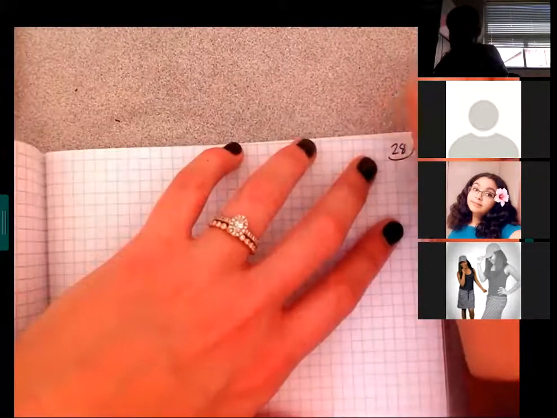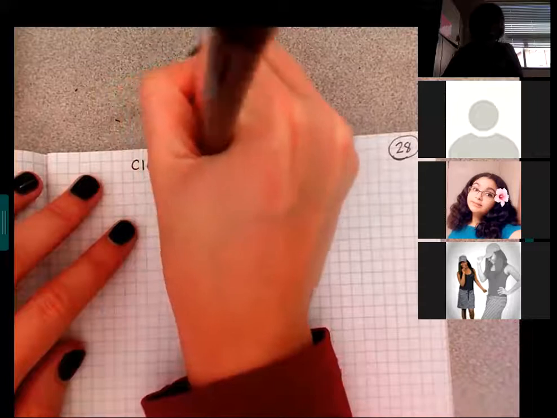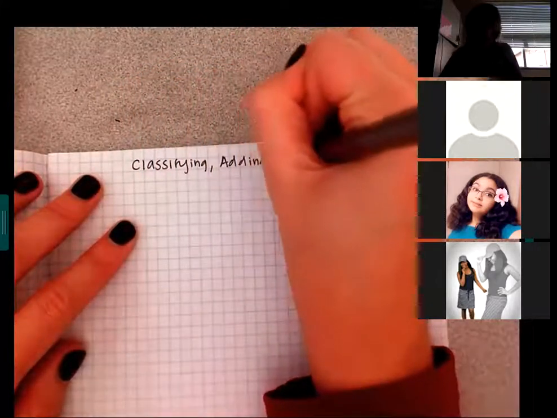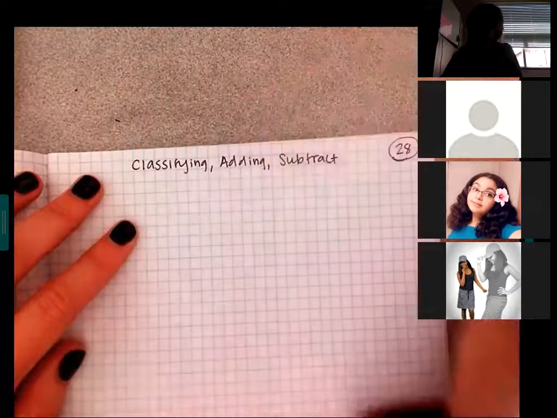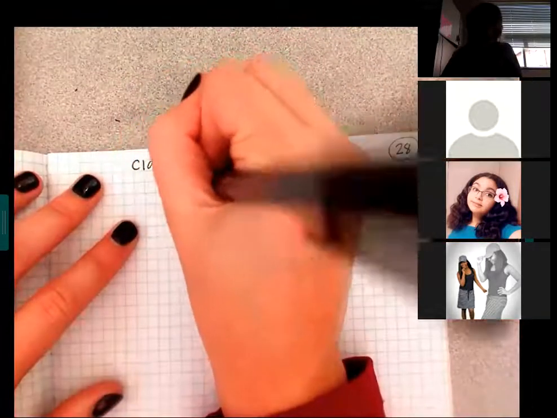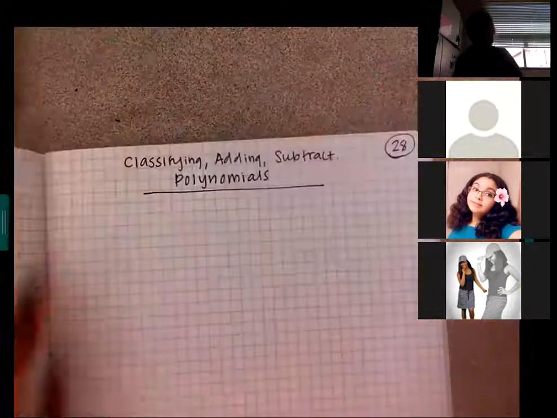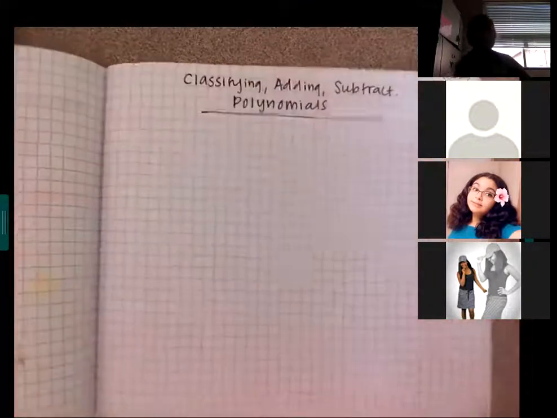All right, so page 28. We're going to be classifying, adding, and subtracting. I'm going to abbreviate because I'm running out of room. And then polynomials. So the first thing we got to talk about is what the heck is this polynomial word I keep writing?